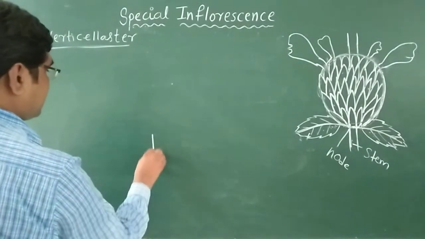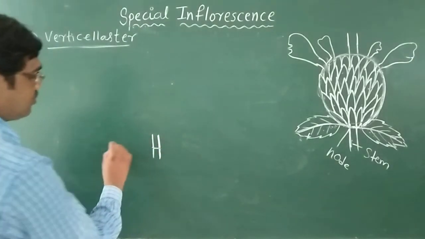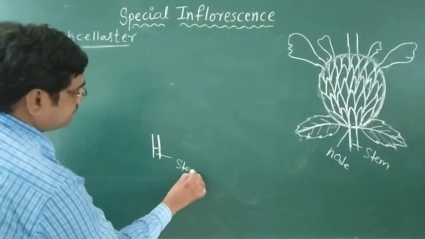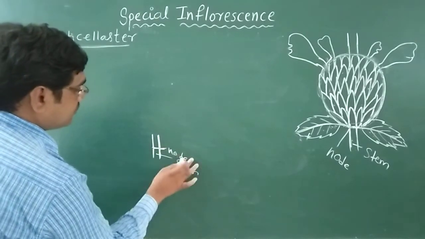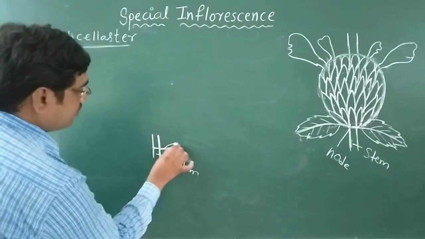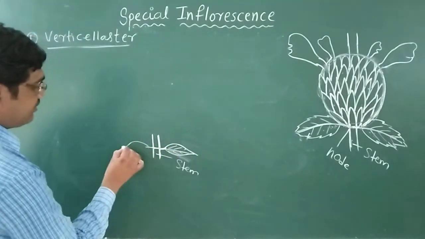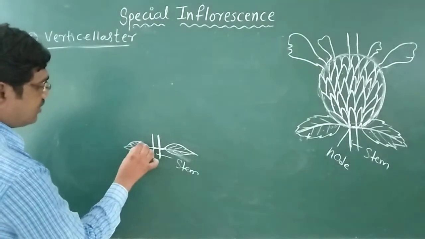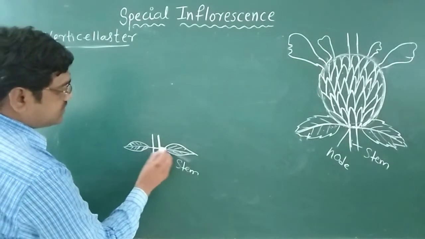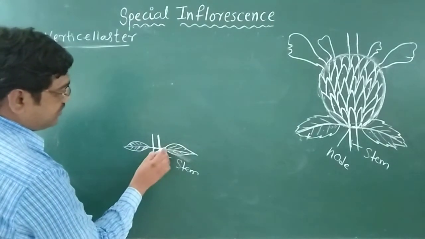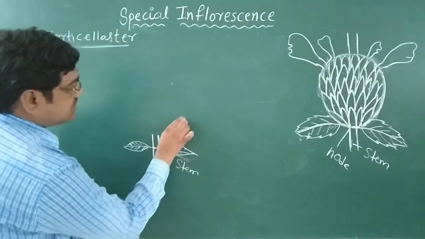See here, this is the stem, and this is a node. At the node, one leaf is formed here, and on this side one leaf is formed. So this is opposite phyllotaxy. At the node, two leaves are present in the opposite direction. From the axil of the leaf, the dichasial cyme is formed.